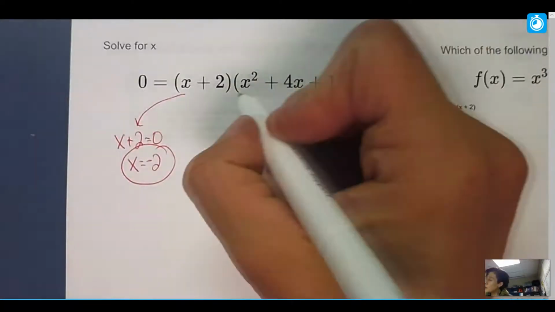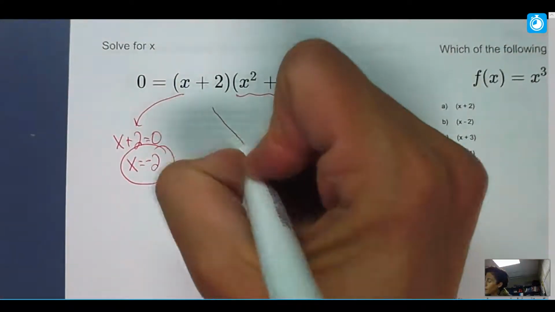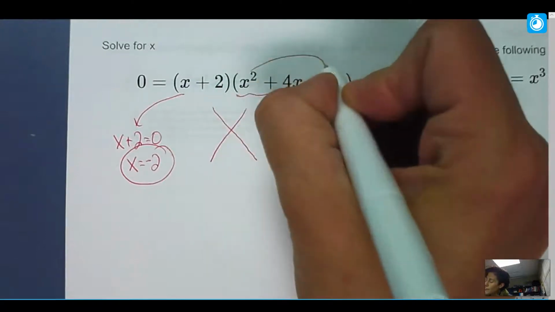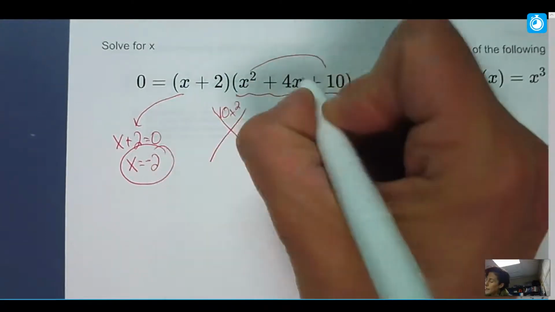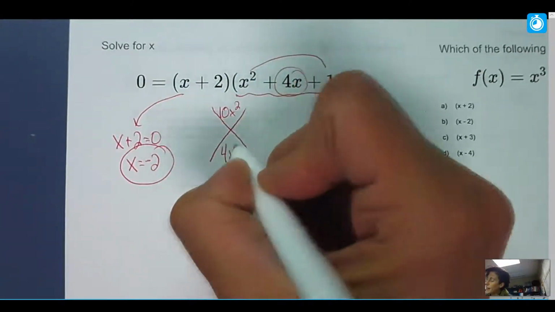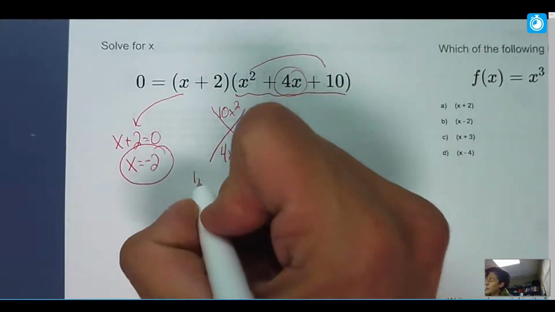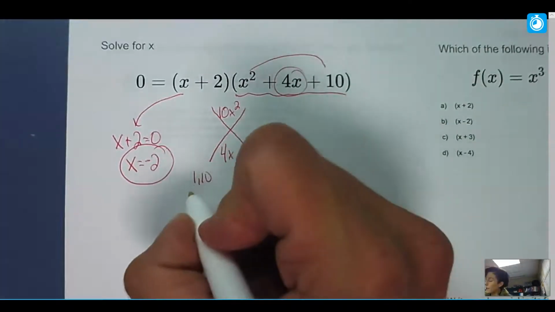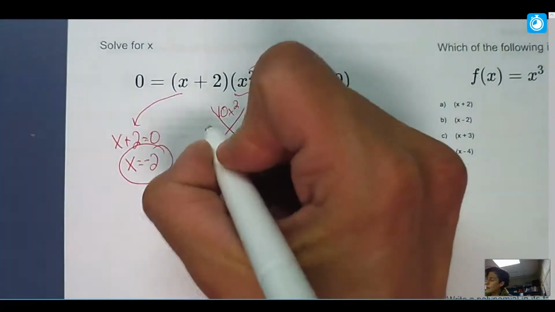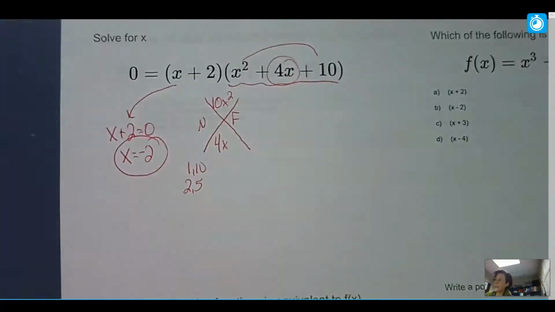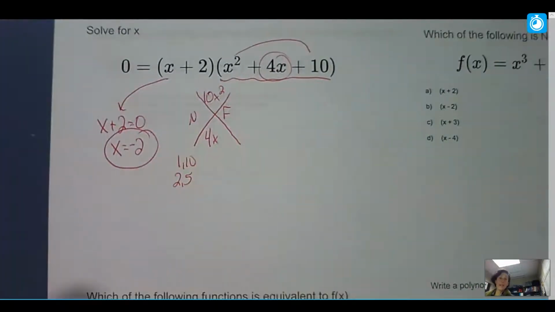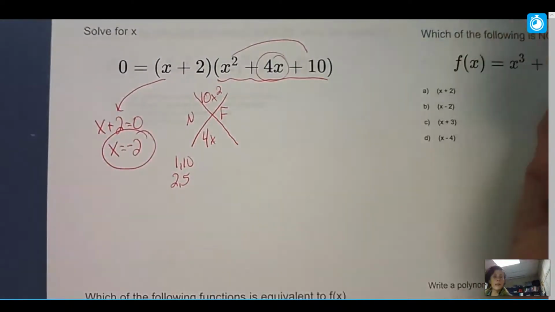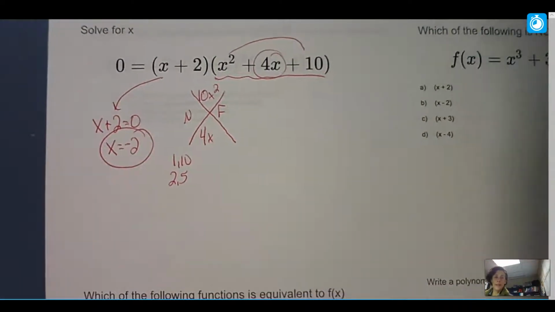The other one, I would try to factor this first. So I need factors of 10 that get me to 4. The only factors of 10, 1 and 10 will never get me to 4, and neither will 2 and 5. So as it turns out, this is not factorable, which means you will need to know the quadratic formula because that's your backup plan when it's not factorable.